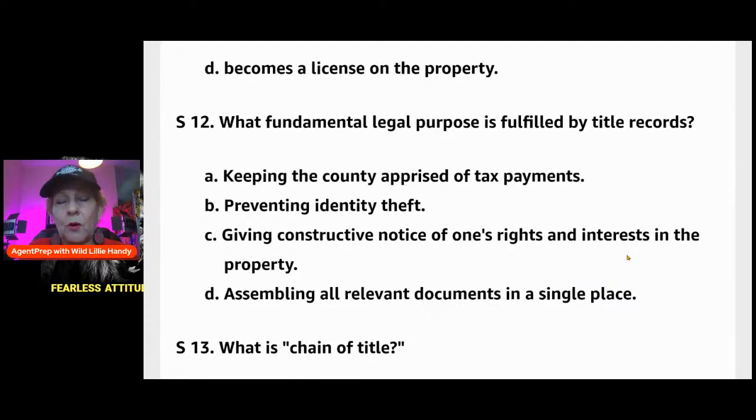So when a warranty deed is recorded and the deed of trust is recorded, the whole world, that is constructive notice. It's available to anyone to see in the title records, or if they get publicized in the newspaper when somebody goes through a divorce, right? It's constructive notice. They're recorded. So that is the legal purpose. It's fulfilled by title records.